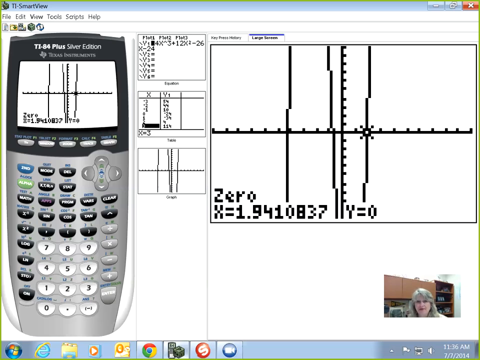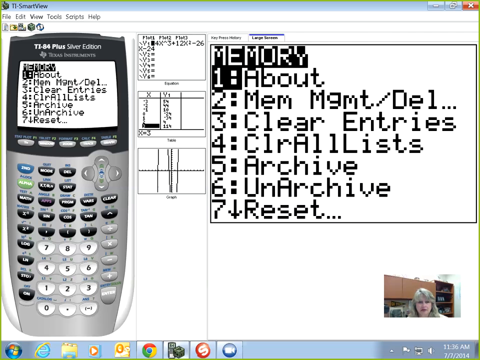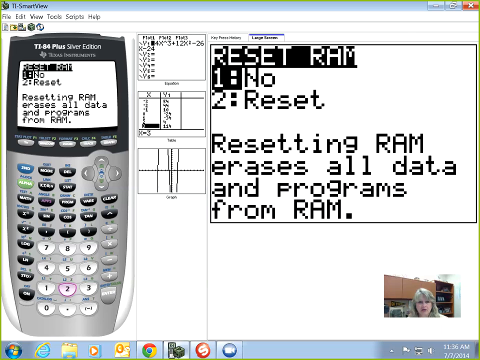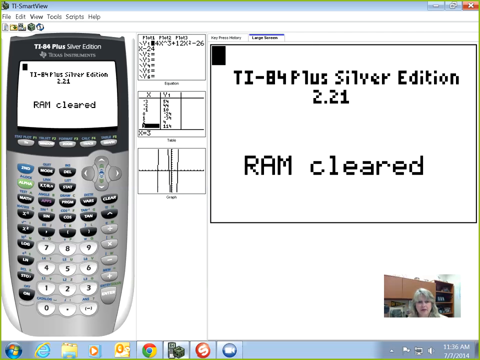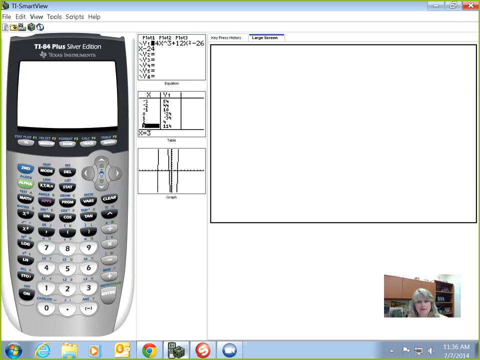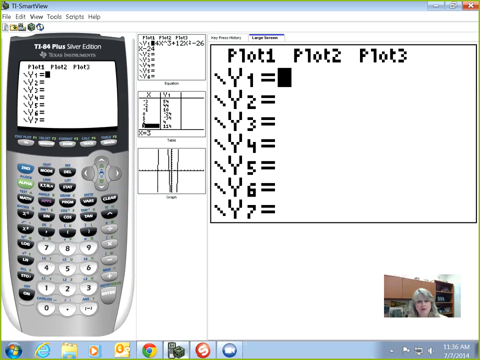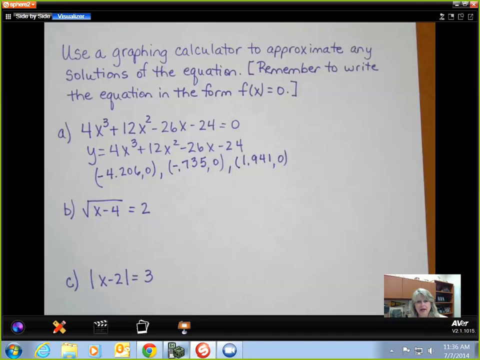Now, we also have some other problems that I wanted to show you. We're going to clear this. I'm going to press second, memory, 712, just to reset my calculator memory. All right, I'm going to go back to y equals, and I'm going to put in another value. All right, now let's look at our paper.